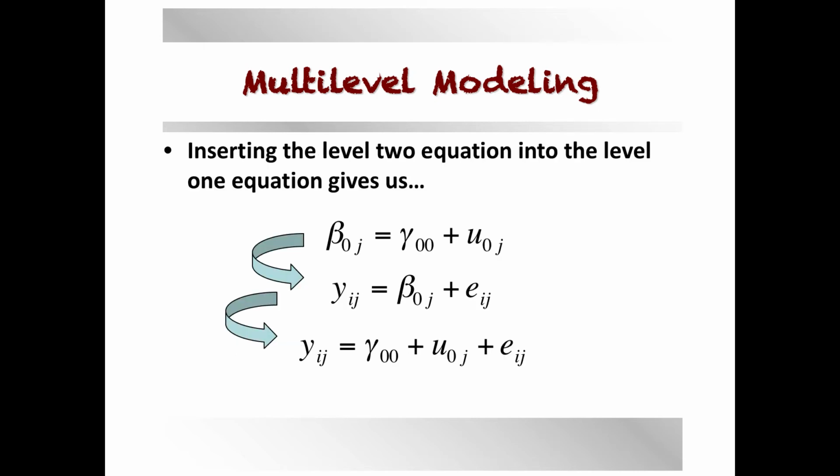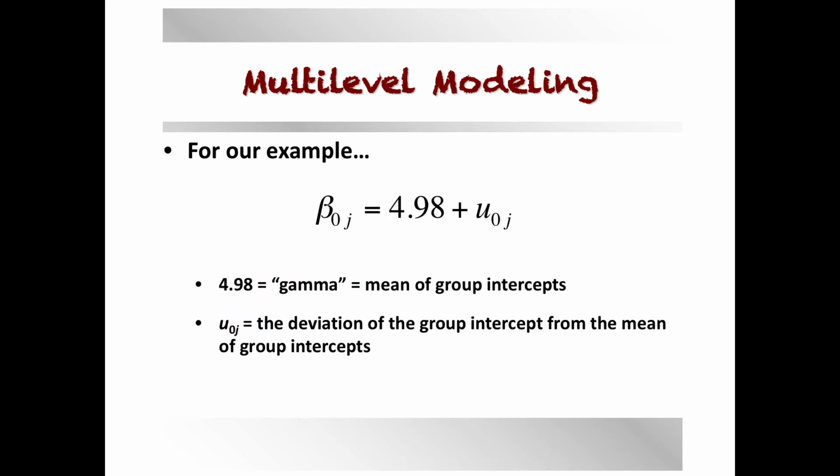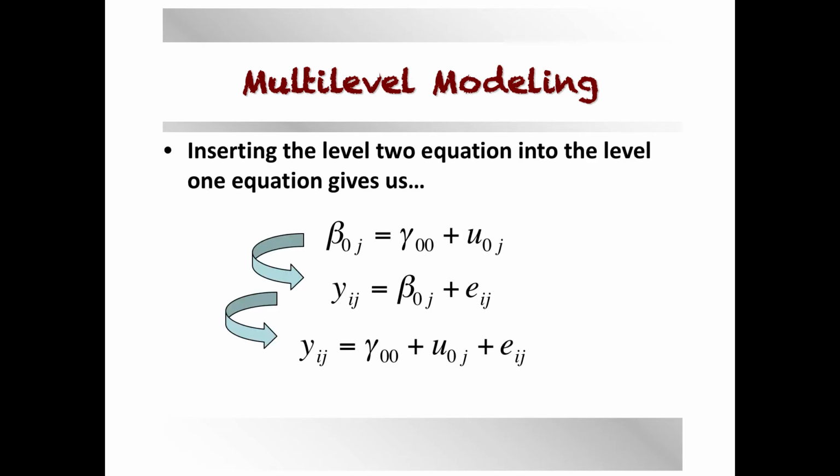Okay, so to combine level 1 with level 2, the level 1 equation is the Yij with the beta 0 representing your group intercepts. Then you plug in the beta 0 equation that we just showed you, with the 4.98, into the level 1 equation, and you've got a fancy looking multi-level model equation at the bottom, with the Yij as your predicted value for an individual person. Like, let's say the first person is 1,1. That would be the first person in group 1, in this case ski run number 1.